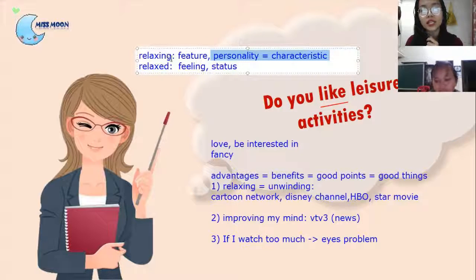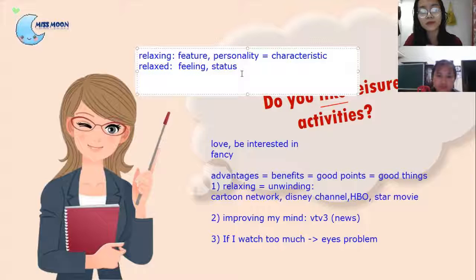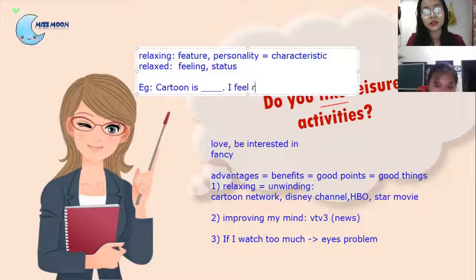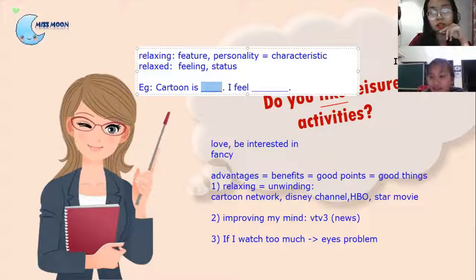Okay, relaxing here. Relaxing is a feature, like personality and characteristic. And relaxed is a feeling and a status. For example, I have an example here for you. Okay, Catherine. I feel... Okay, now, the word relax, how can you say here? Cartoon is fun. You use the word relax. Relax. Okay, relaxing or relaxed.